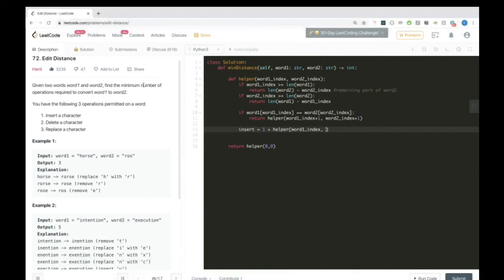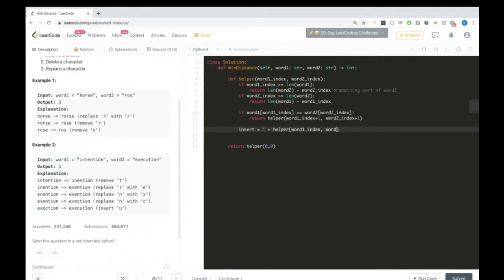But what we do have to do is, because we're inserting a character, for example, you can see in this example in execution, we're adding the letter U here to make execution equal to execution. We're inserting the character U, so we have to.